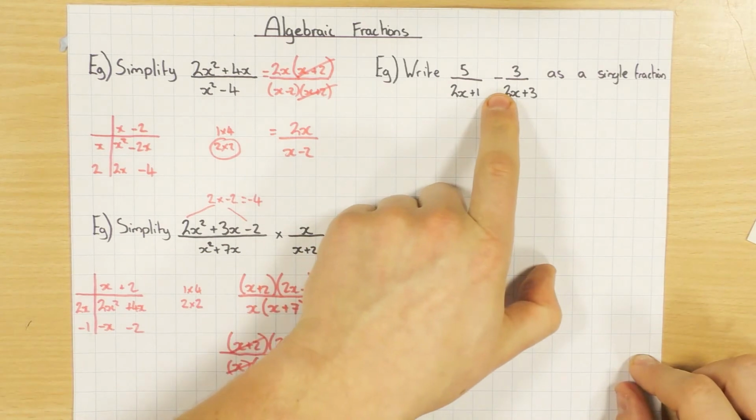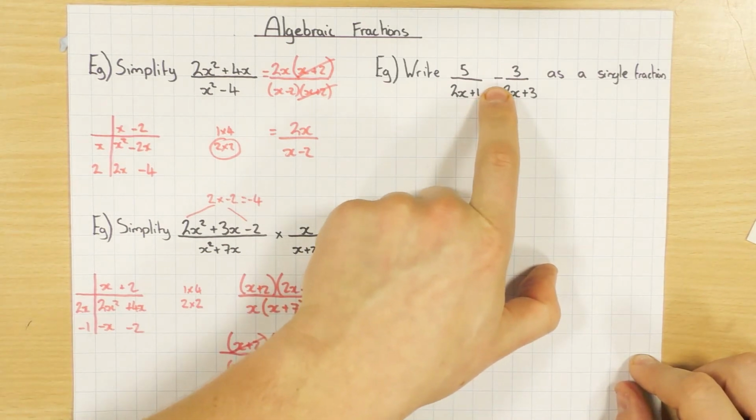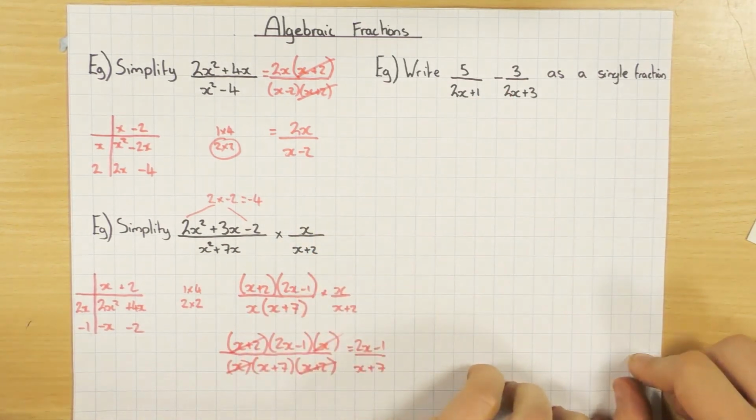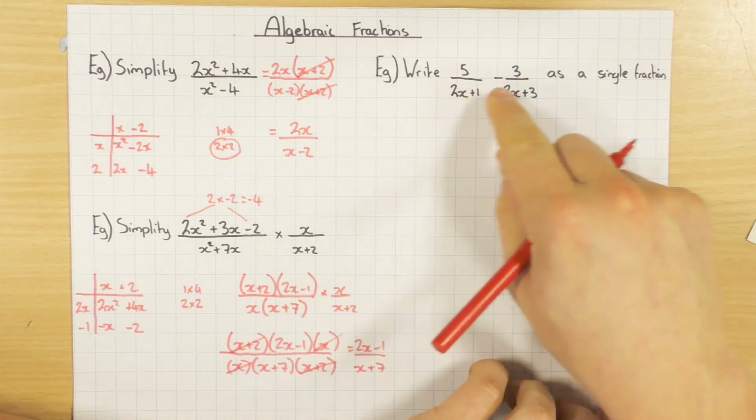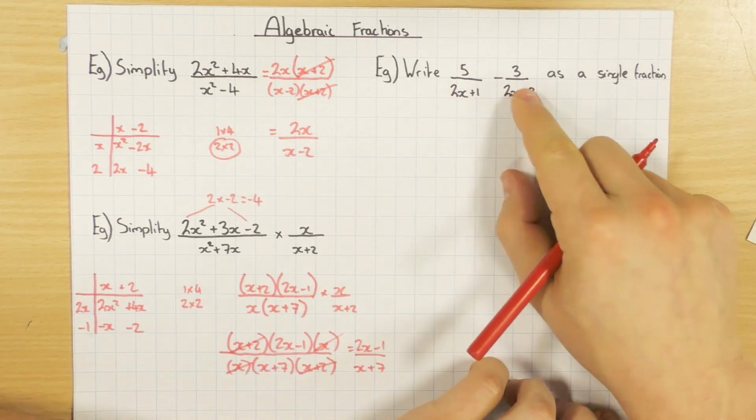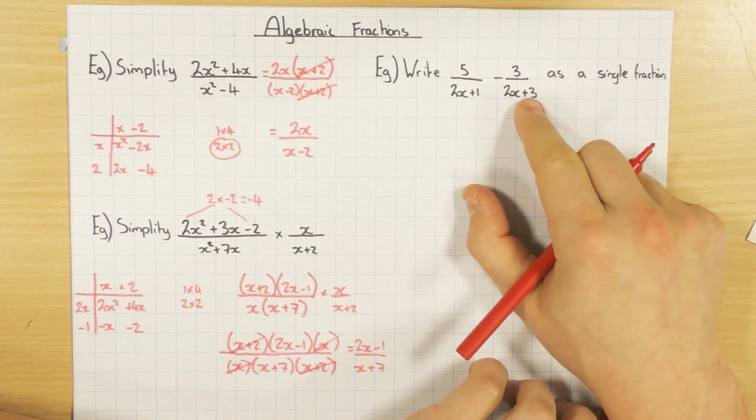This one here is a little bit different because we're subtracting. It's the same if you're adding or subtracting fractions. The denominators need to be the same. Now, to be the same, you're after the lowest common multiple.